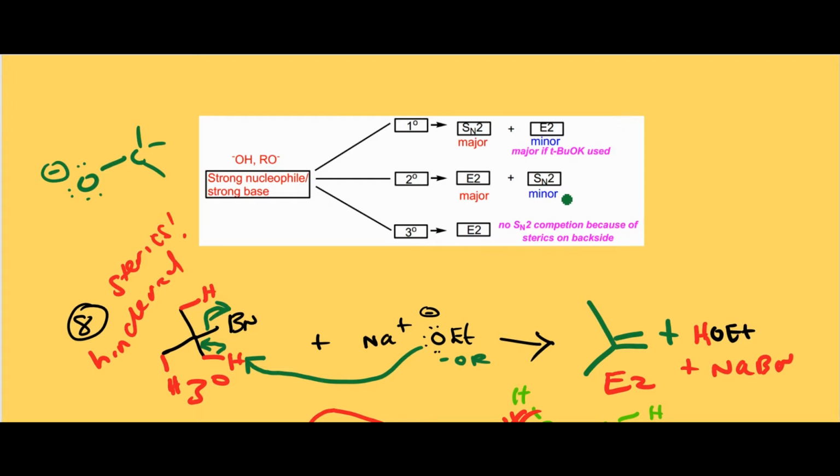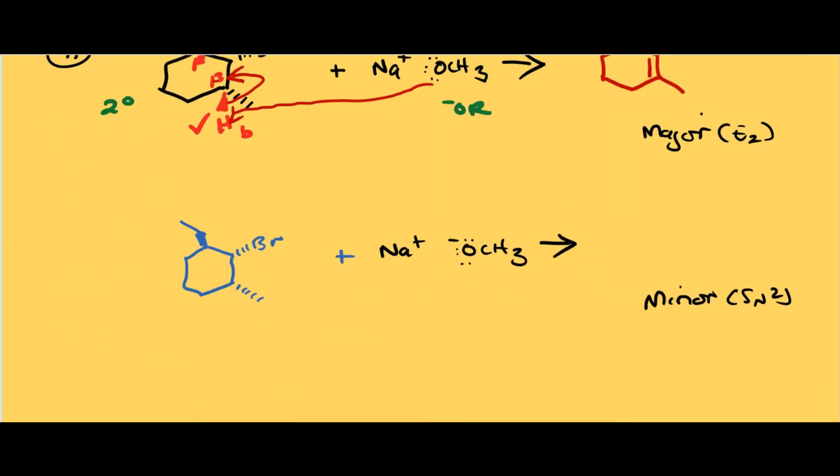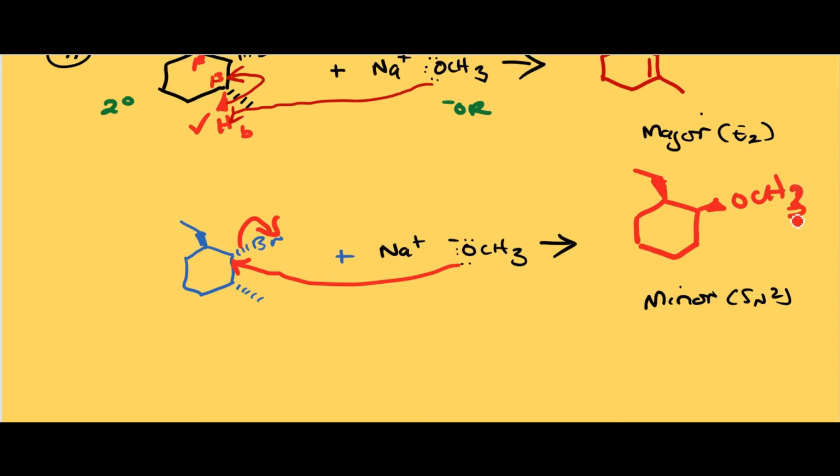So let's draw the minor SN2. So the minor SN2 happens when this strong base, strong nucleophile plays the role of strong nucleophile, where you're attacking this guy and losing that Br. So the substitution product will be OCH3 with inversion, because that's what SN2 does, and you still show the other stereochemistries because the reaction did not happen elsewhere. The reaction didn't happen there, the reaction didn't happen here, only on that carbon.